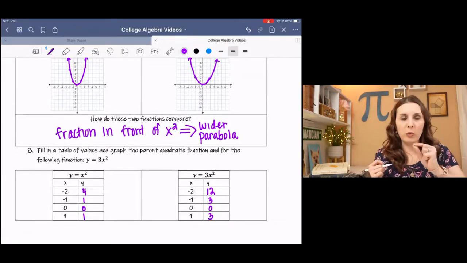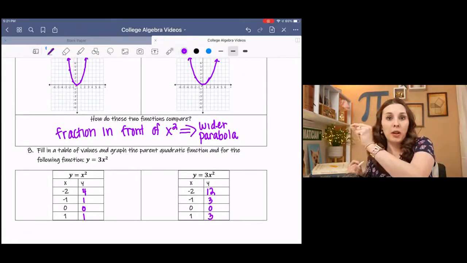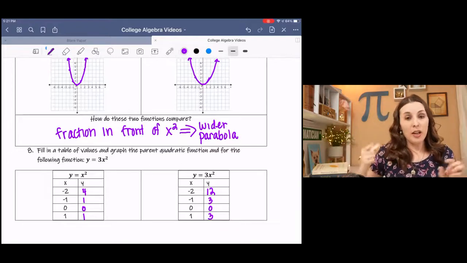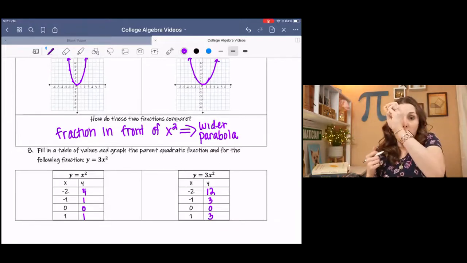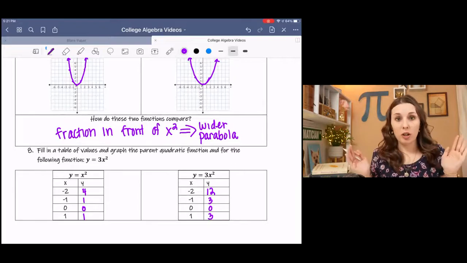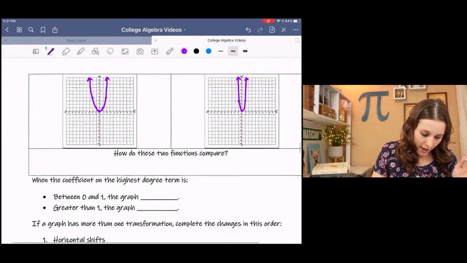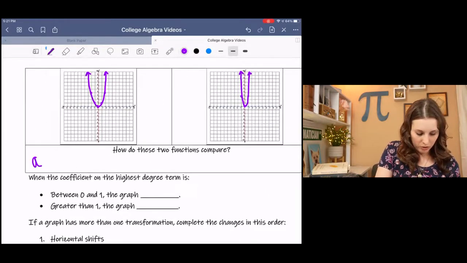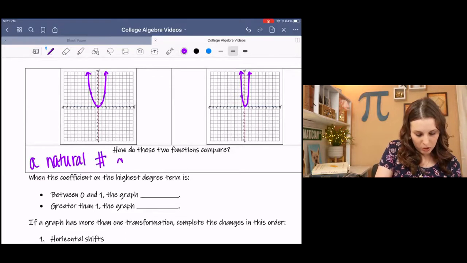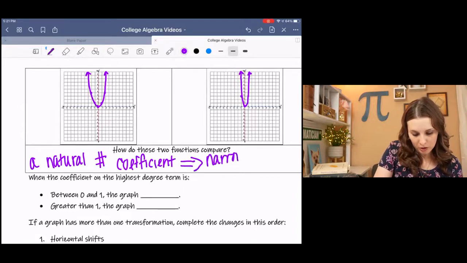So in the first one, we went up 1 over 2, and it made it wider. And then in this one, we went up 3 over 1, and that made it narrower. And so when we have a natural number coefficient, it yielded a narrower parabola.